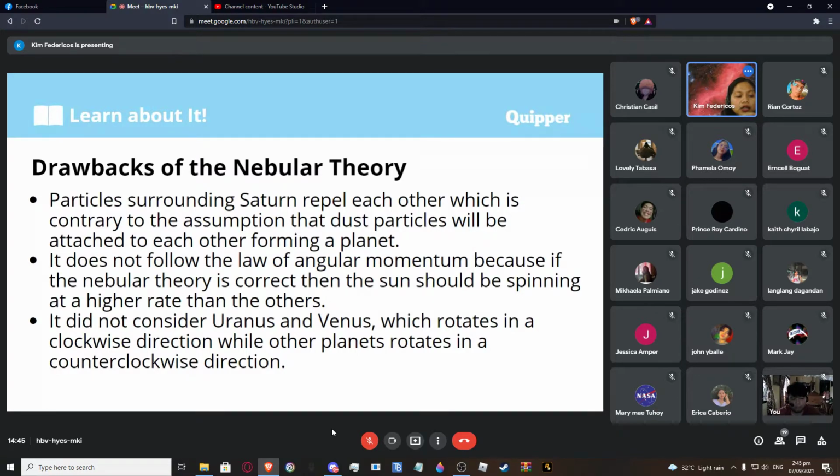And it did not consider Uranus and Venus, which rotate in a clockwise direction while other planets rotate in a counterclockwise direction. So lahi ang direction ni Uranus and Venus, clockwise sila. Well, whereas the others are counterclockwise ang ilahang direction. Nasabot ba ang part?